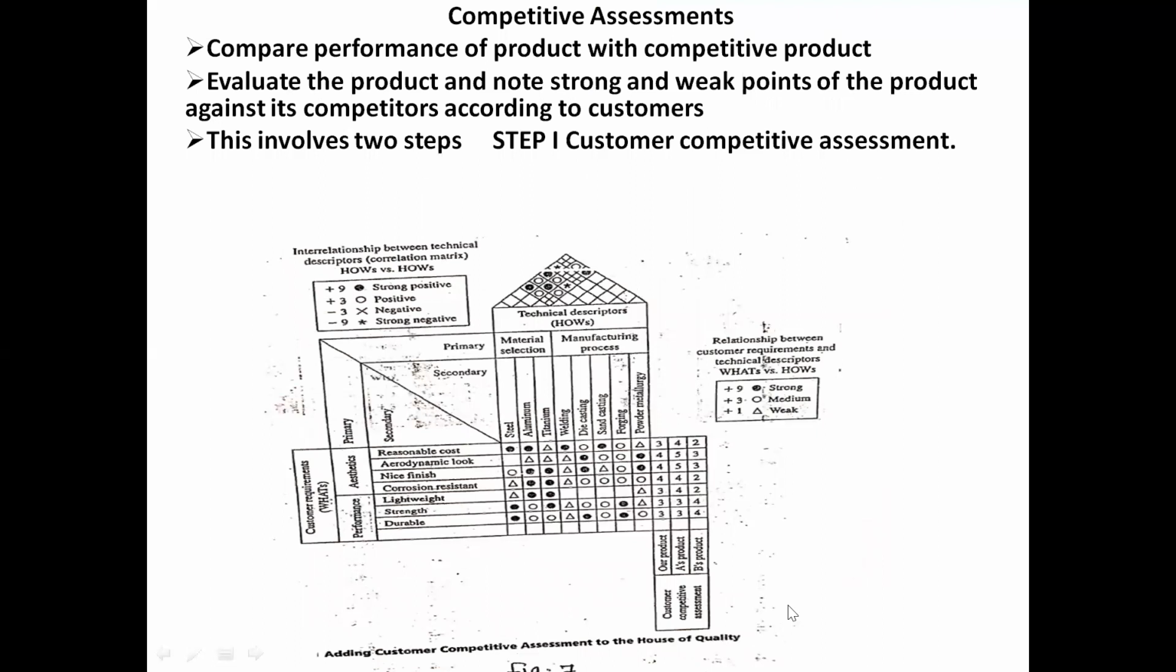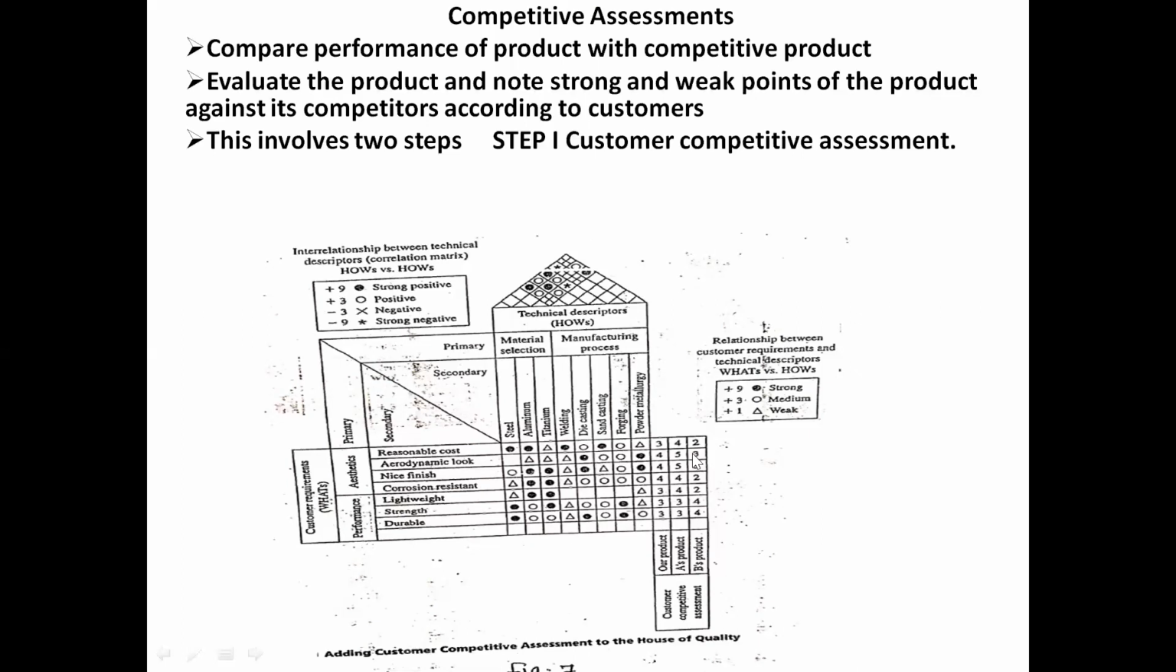Now we are comparing competitive assessments. We are comparing our product with the others' products. So we are adding competitive products: our product, A product, B product. We are saying that for our product, the scale is 0 to 5. Reasonable cost, ours is 3, aerodynamic look 4, nice finish we are putting at 5. A product, we are comparing with our competitive product, they are manufacturing the same component, the same cycle as our company. For A product, reasonable cost, the value is 0 to 5. B's product is also added to the customer competitive assessment.